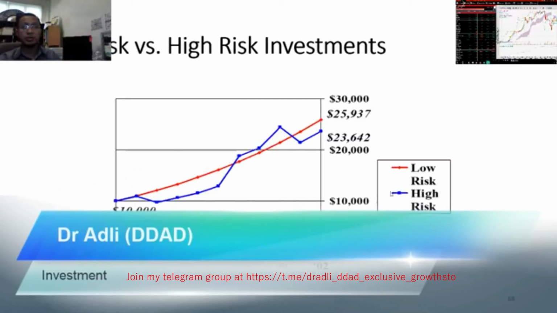Right, so this is low risk. The red color one is low risk. You have a very, I call it steady, increasing return. As compared to this, you have a dip below the average, and then you probably have a higher return, and this is considered high risk, right? So low risk and high risk investment will depend on the volatility of the security itself.